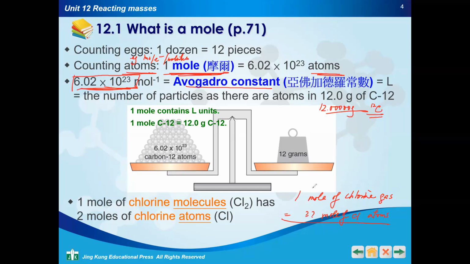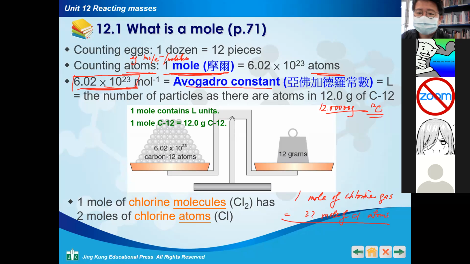How many moles? Okay, 2. Why? Because chlorine exists in gas form as diatomic molecules. Chlorine gas means chlorine molecules, so the formula tells you they work in pairs. That is Cl2 molecules. One molecule of chlorine contains 2 atoms. So the answer is 2 mole. Do you understand? It's 2 mole.